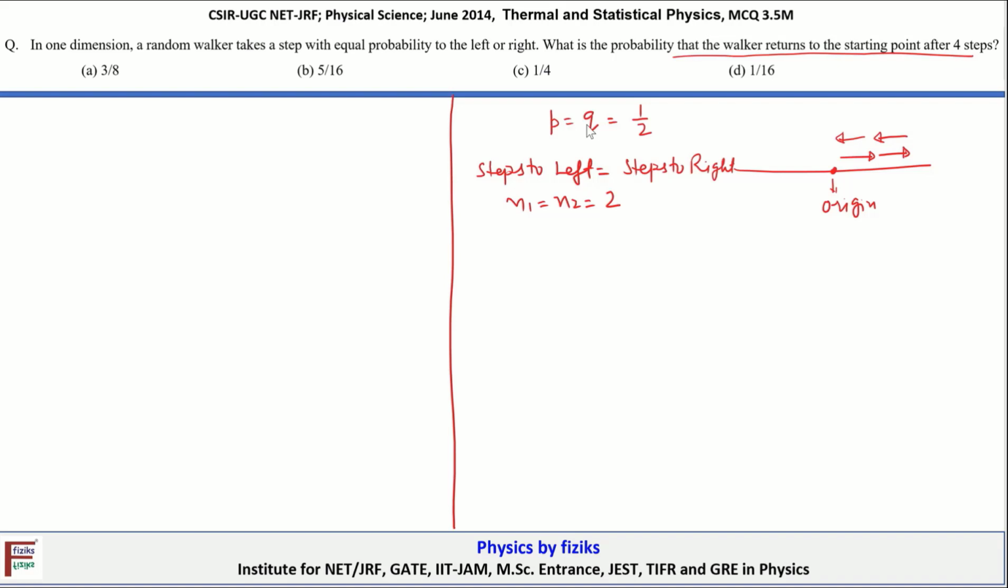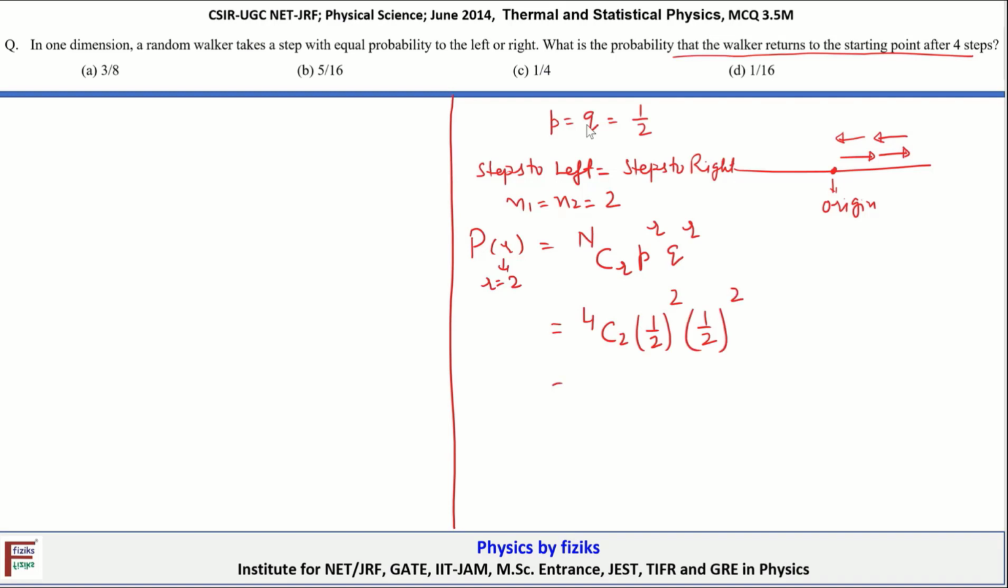Okay, so the corresponding probability P R, where R is equal to 2, that's the steps to the left or to the right, is given by n, the total number of steps, NCR, and then P power n1 or so called R, P power R, and then Q power R, because here n1 is equal to n2, that is equal to 2, so that's why we are writing here the same exponent for P as well as for Q. Okay, so the corresponding probability will be 4C2, and then because P is equal to 1 by 2, its power 2, and then Q is also equal to 1 by 2 and its power 2.